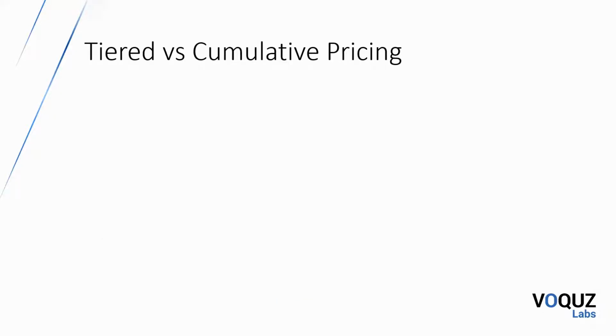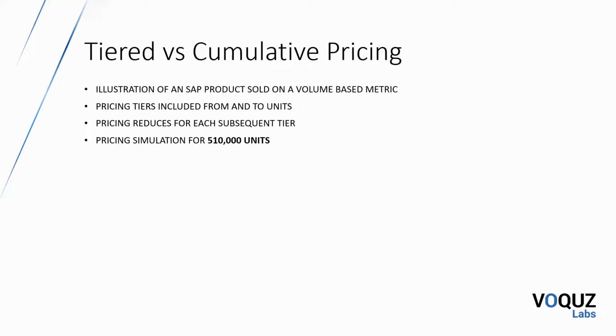So let's take a closer look at tiered versus cumulative pricing. We're going to illustrate the purchase of an SAP product sold on a volume-based metric. Pricing tiers include to and from units. Pricing is going to reduce for each subsequent tier, and we're going to simulate the price of 510,000 units in both a tiered versus cumulative pricing structure.